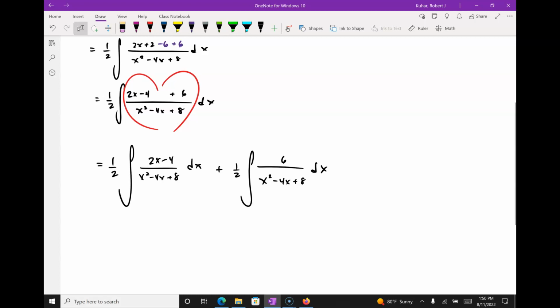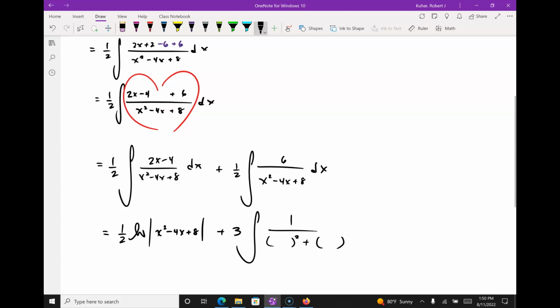We okay? Yep. So this first one is 1/2 of the ln of u, right? Hopefully you can see that. I already know I have 1 over u du, right? The second one I have to complete the square. So I'll work on that on the side.